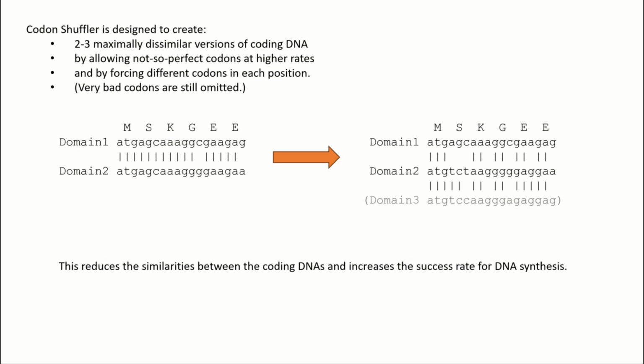Facing this problem myself, I designed Codon Shuffler to create 2 or 3 maximally dissimilar versions of coding DNA by allowing the not so perfect codons at higher rates and forcing different codons in each position. Yet, the very bad codons are still omitted. The program is written in Python 3.